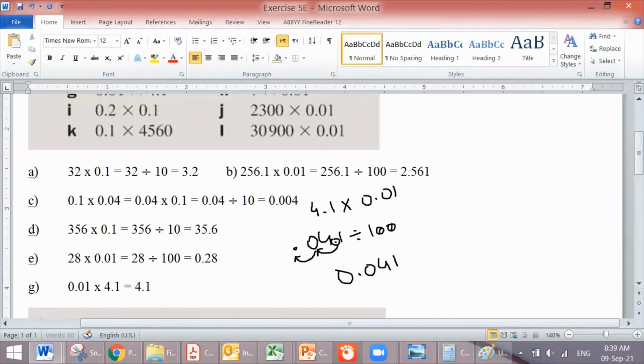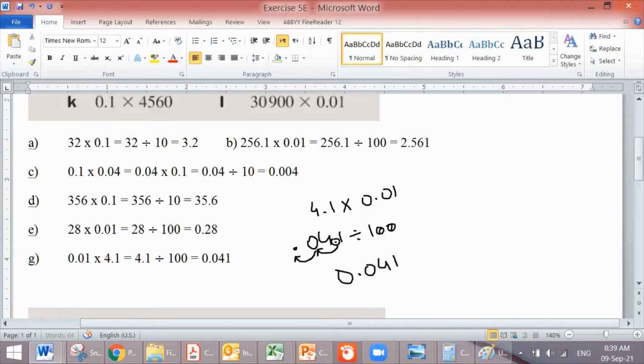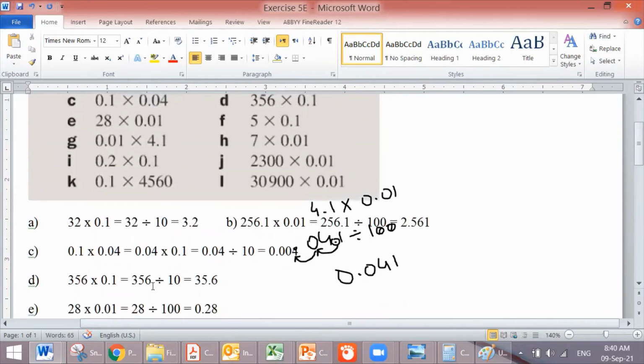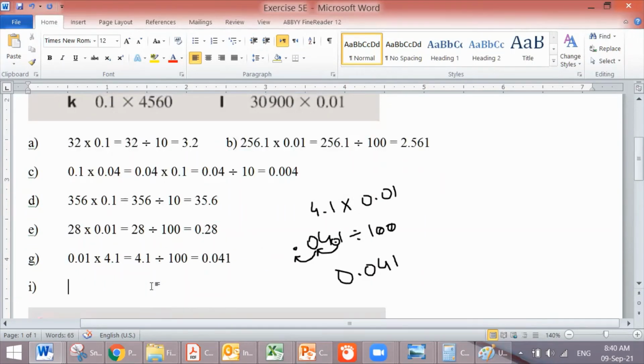So I am going to write 4.1 divided by 100. Okay, so my answer will be 0.041. Okay, so I hope you have understood this one. Now about I part: 0.2 multiplied by 0.1.